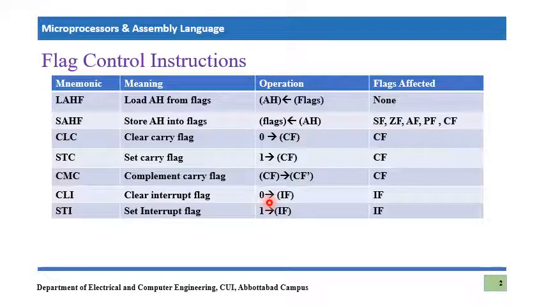It is clearly written, whatever I have explained, in this operation: if we want to clear it, that means 0 is going to transfer inside that interrupt flag, and if you want to set it, then 1 is going to transfer in the interrupt flag. And since these two instructions are only going to affect the interrupt flag, only the IF flag is mentioned in the last column. I hope the explanation of these instructions is clear, and now we are going to see these examples in the emulator. So let's proceed to the emulator example.